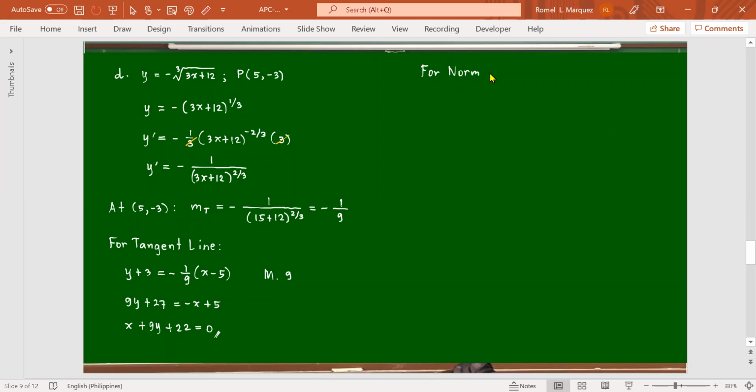What about for normal line? Using the shortcut. I want the shortcut, no? Do you like the shortcut, guys? Interchange 9x, but negate the second one. 9x minus y equals, substitute the x: 9 times 5 minus y, -3. So 9x minus y, 45 plus 3, that is 48. So minus 48 equals 0. Any question with that, guys? No question. So I'm going to proceed.